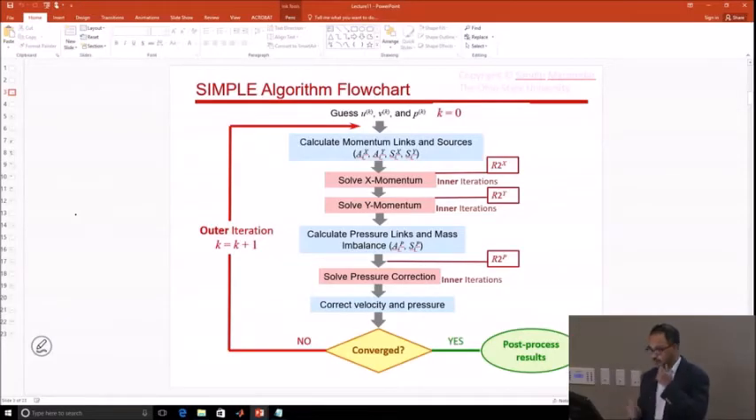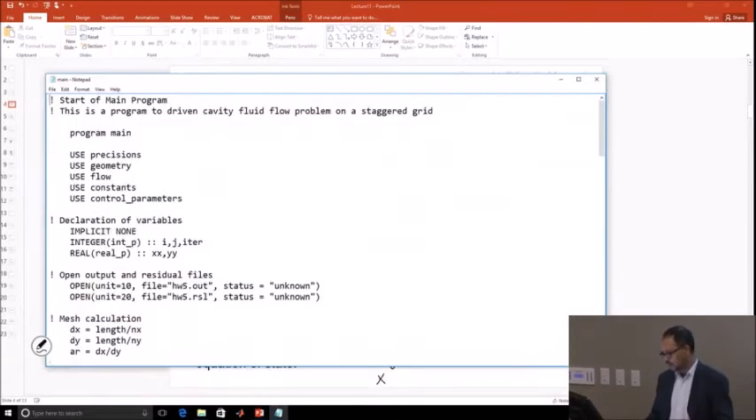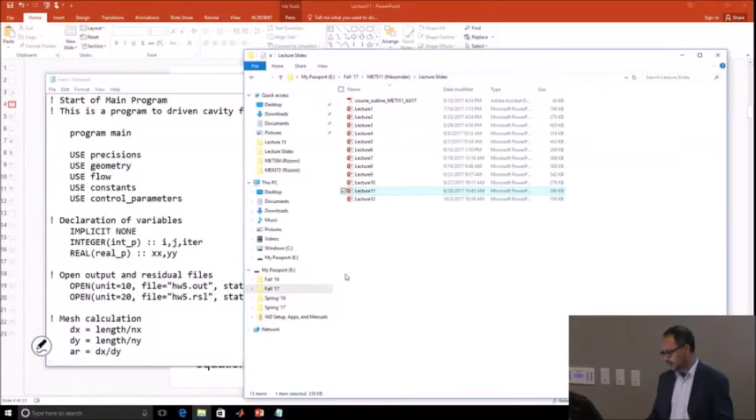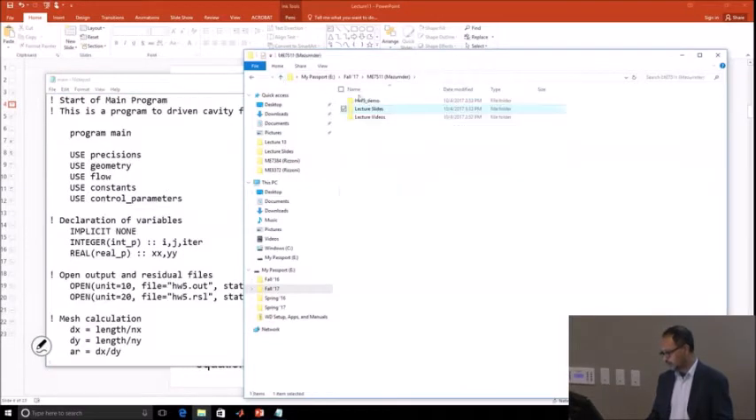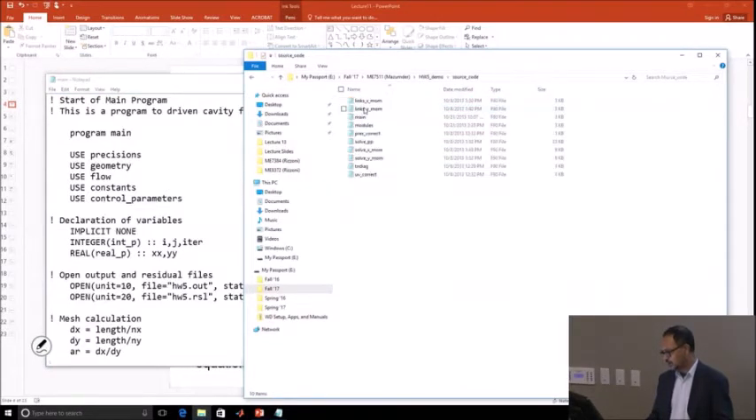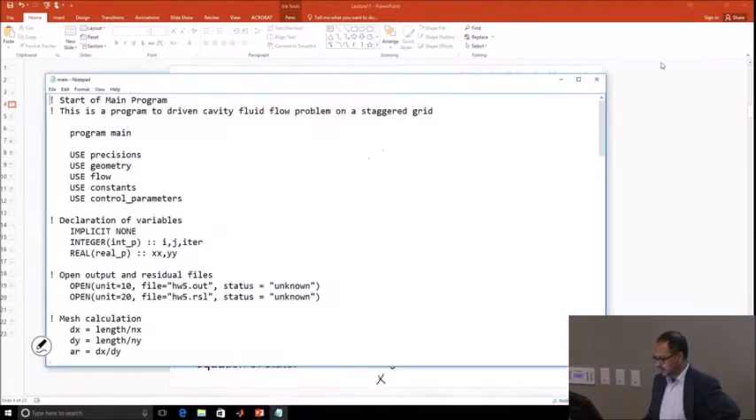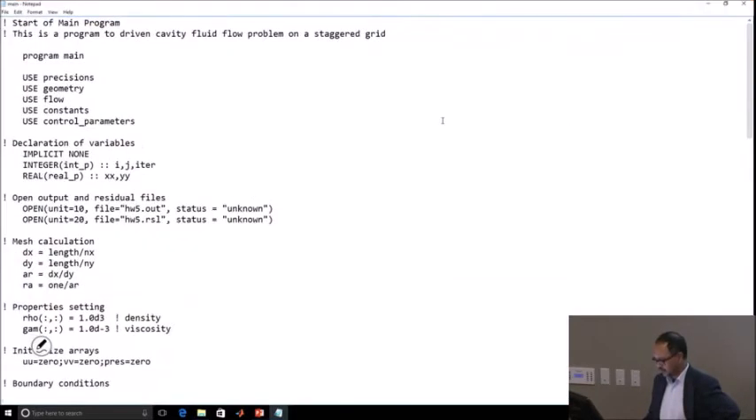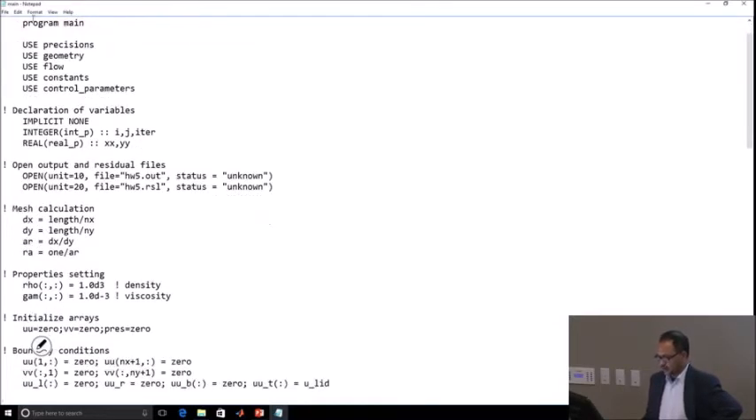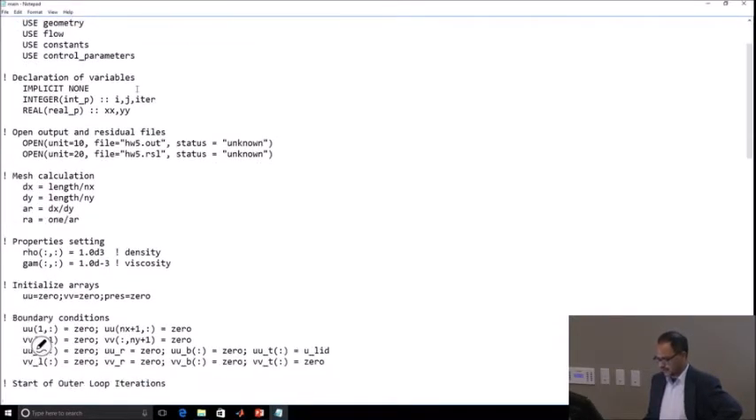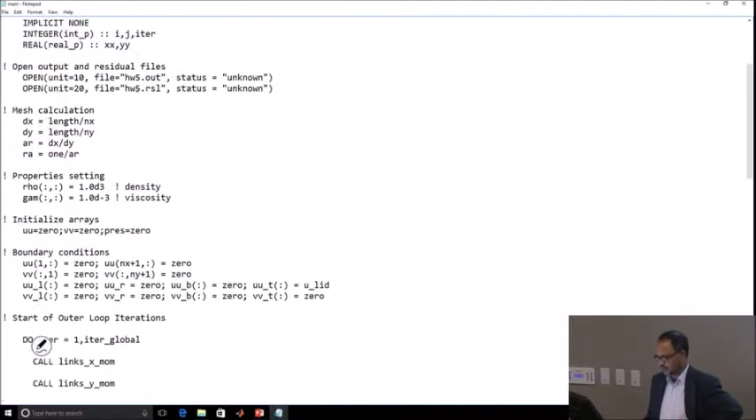So this is what you have to implement in a code, right? So this is what I have here. I've opened it up here. I have a whole bunch of files here. This one is written in Fortran, but you should be able to read it quite easily because Fortran and MATLAB are very similar. So forget about all this stuff. This is specific to Fortran.